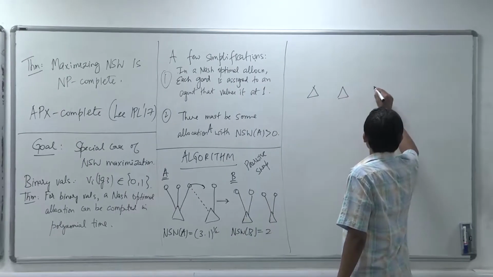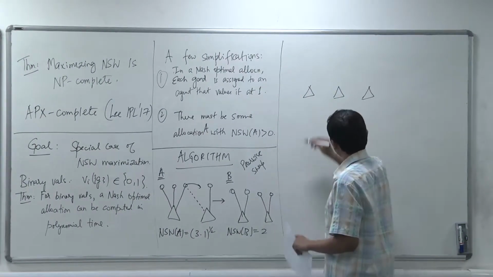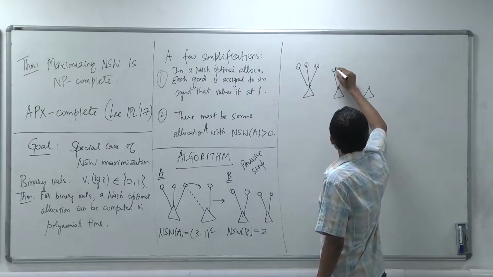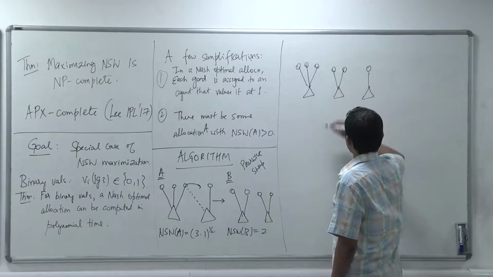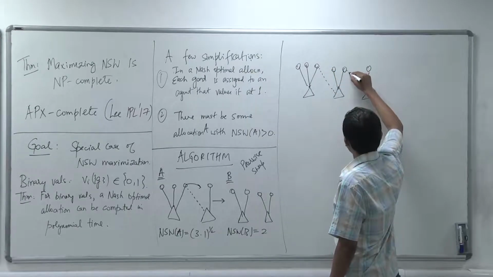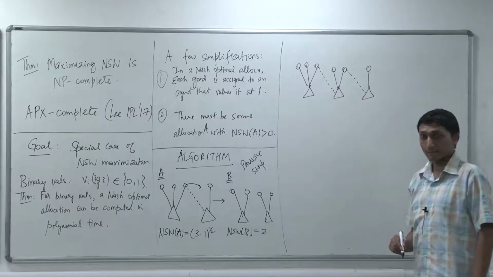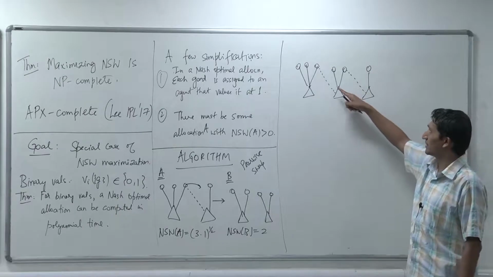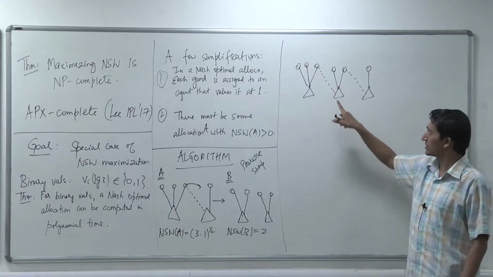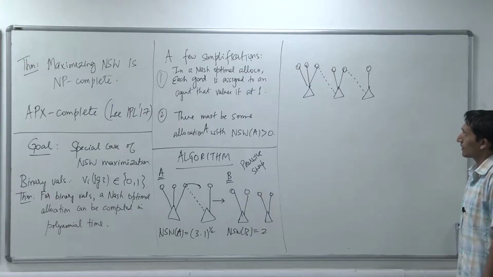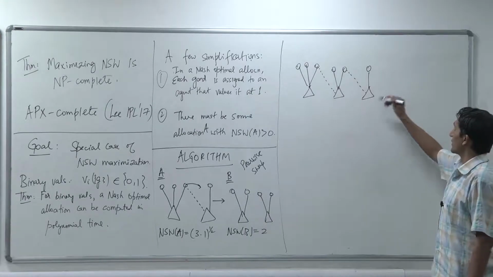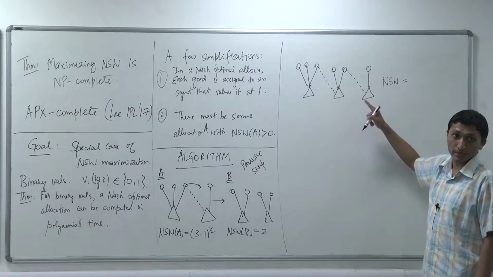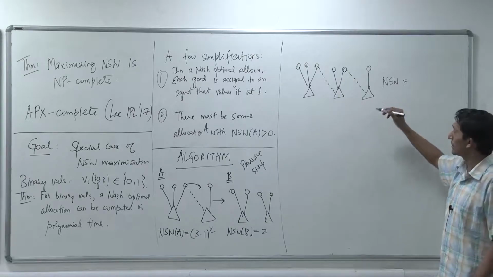Sometimes though, pairwise swaps might not do the job for us. So think of an example like this. This agent owns these three goods, this one owns these two goods, this one owns this one good, and these are valued at one edges, okay? The Nash welfare of this allocation is 3 times 2 times 1 whole raised to 1/3.